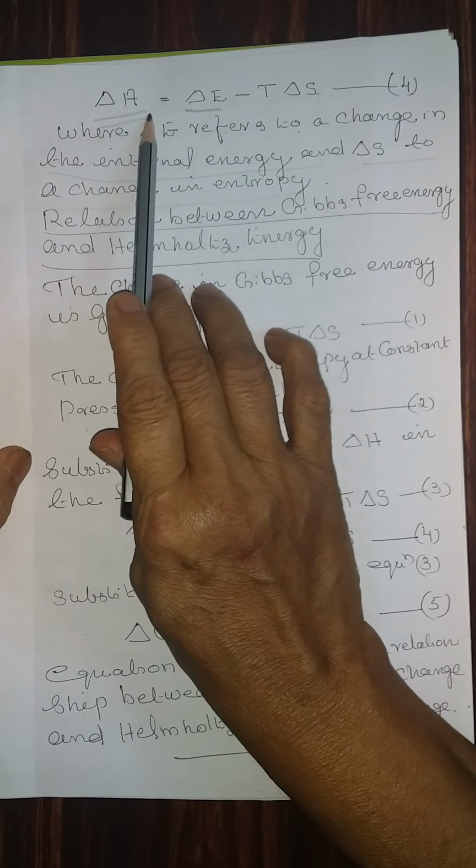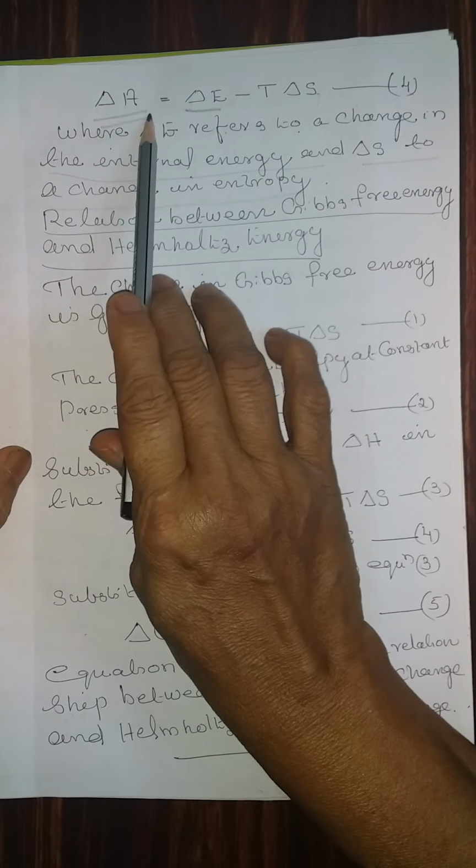Now, the relationship between Gibbs free energy and Helmholtz energy, another important derivation for the examination. Derive the relationship between Gibbs free energy and Helmholtz energy. The change in Gibbs free energy is given by, which we already determined, delta G is equal to delta H minus T delta S.